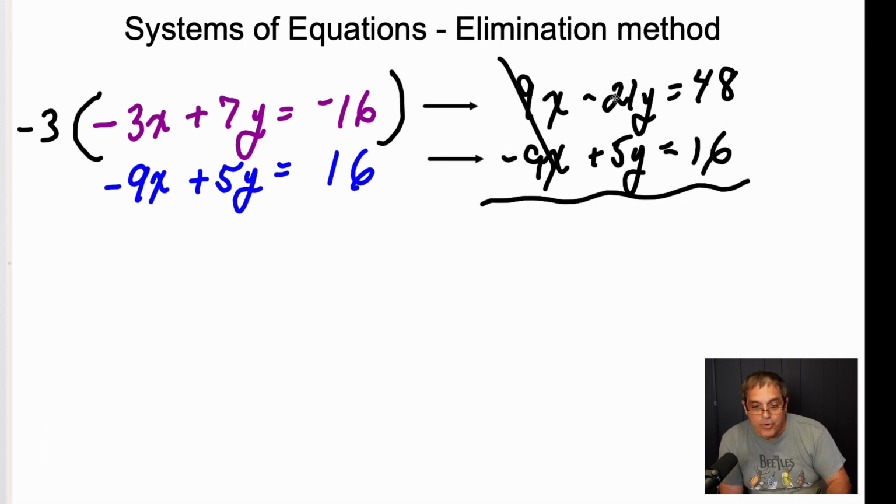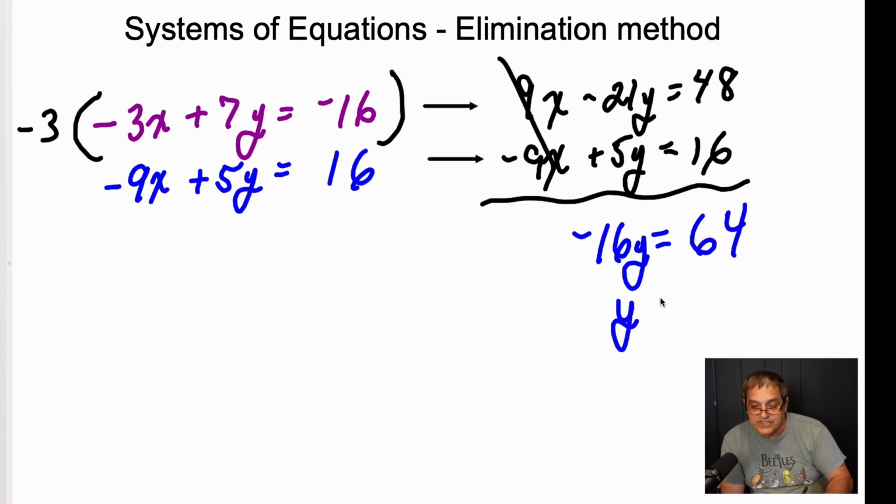My negative 21y and positive 5y leave me with a negative 16y. And my positive 48 and my positive 16 gives me a positive 64. So when I divide both sides by negative 16, y is equal to negative 4.